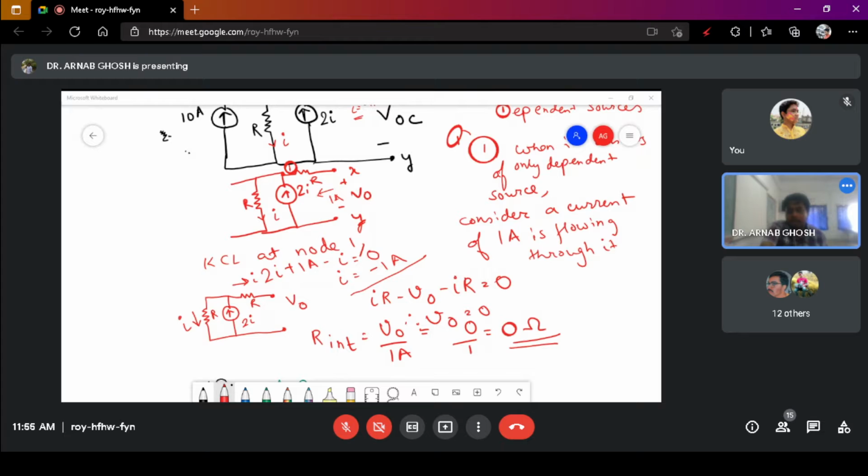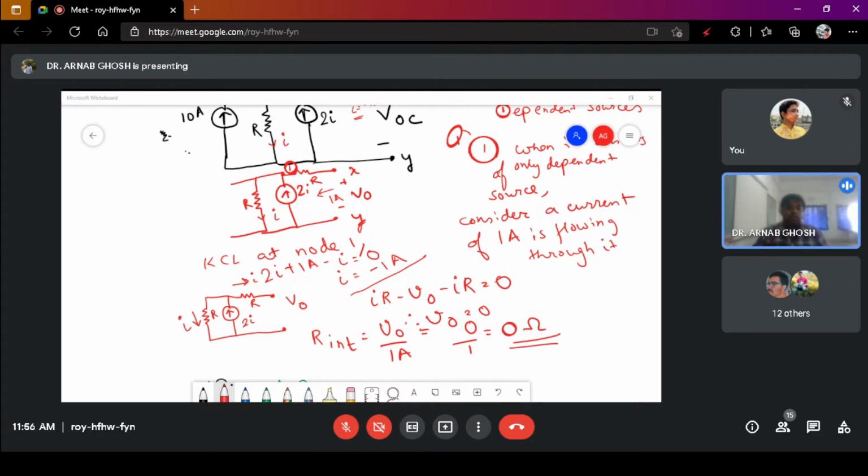Okay? Is this okay? See if this is okay or not. This is how you solve for the dependent sources. Now next, you have to also find the Thevenin's equivalent voltage. Okay, so how do you calculate the Thevenin's equivalent voltage?